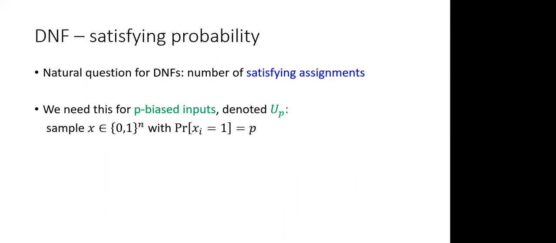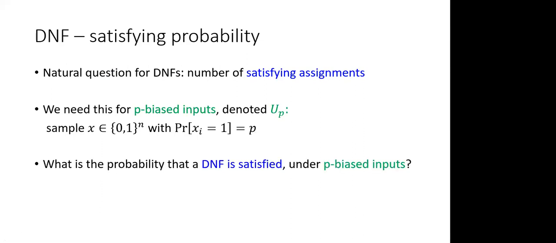So here's another definition. The p-bias distribution that I'm going to denote by U_p is where I'm going to sample inputs to be 0, 1, where the probability of being 1 is some parameter p. Right? So the smaller p is, the fewer inputs are 1, and it's going to be harder to satisfy a monotone DNF. And the question that we're going to be studying is, given a DNF coming from a set system, what is the probability it is satisfied under the p-bias distribution? Okay? And I want to show you why this question is in fact relevant to finding 3 disjoint sets.